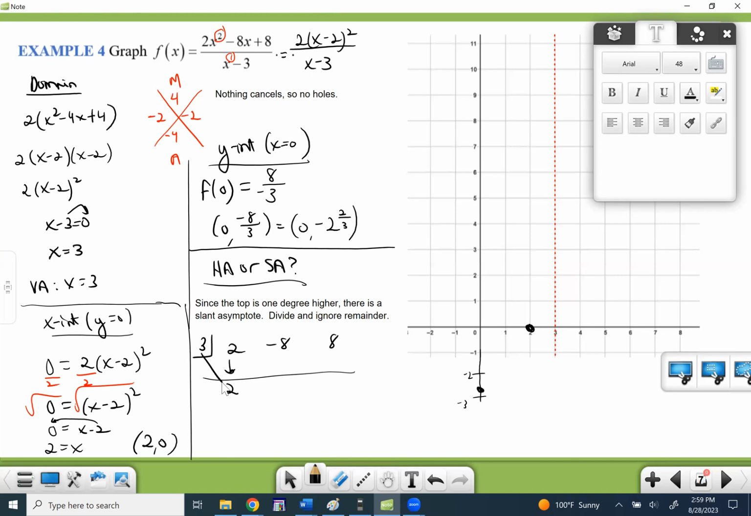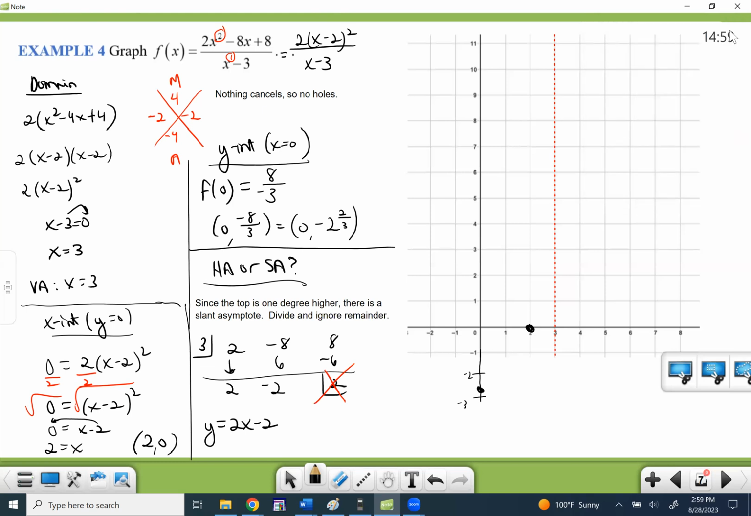All right, 2 times 3 gets us 6. We're going to add downward. 3 times negative 2 is negative 6. And this is our remainder, which means I'm going to cross it off. Ignore the remainder, right? So the y equals mx plus b, the line is going to be 2x minus 2.